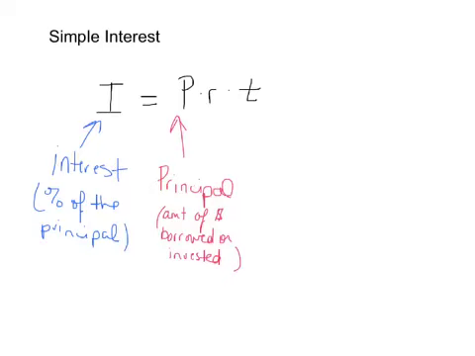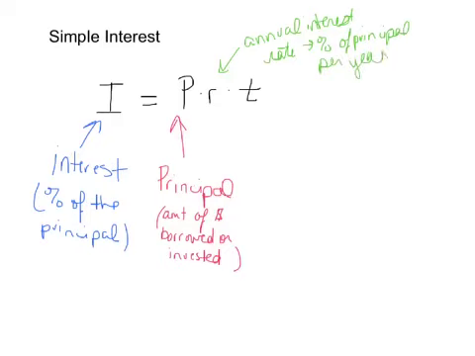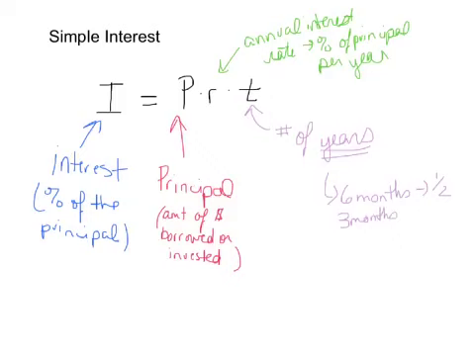The rate is what's called the annual interest rate. It's the percent of the principal earned or paid per year. And then the time is going to be the number of years. Keep in mind it's years. So if I have 6 months, 6 months is half a year. 3 months would be 3 out of 12, in other words, 1/4 of the year. 4 months would be 4 out of 12, which would end up being 1/3 of the year. Anything in months needs to be changed into years.